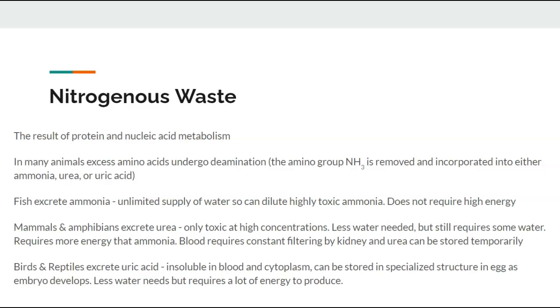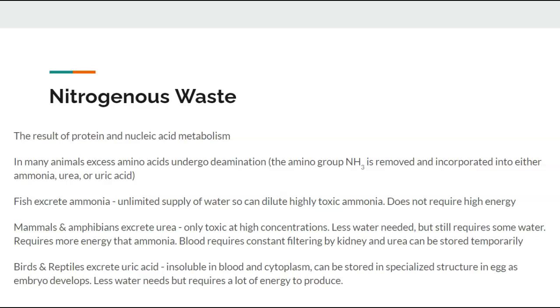And then mammals and amphibians excrete urea. This is us. Only toxic at high concentrations. You don't need as much water. Still some water, right? That's what urine is. And requires more energy because you have to go through the whole nephron process. Constant filtering. Urea can be stored temporarily, but again, too much of it, or if it's too high of a concentration, is toxic.